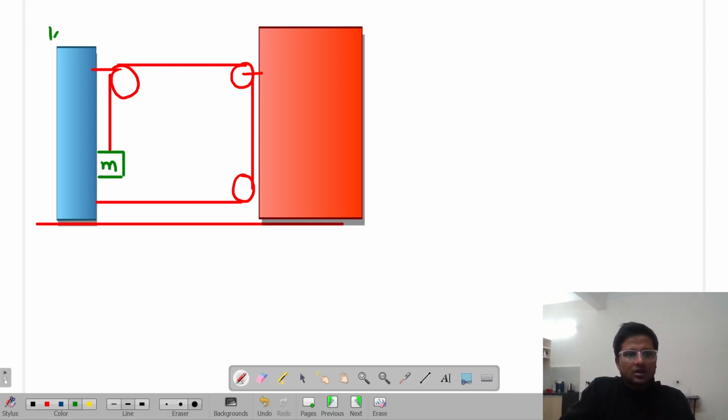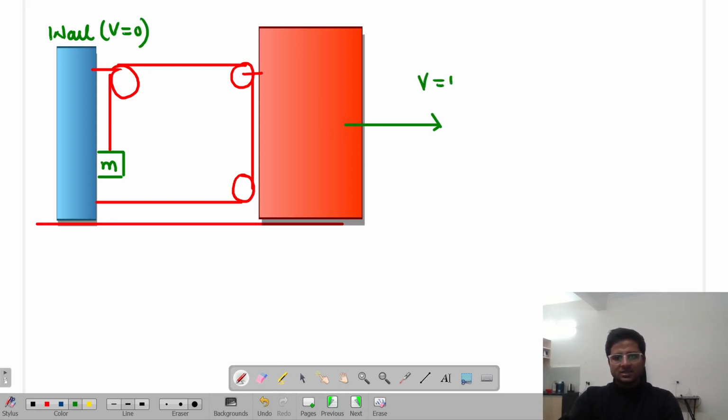This is a rigid wall, which cannot move, meaning its velocity is how much? Zero. I accelerated this block with some velocity, call it 10 meter per second. Right or not? Then the question is, find the velocity of block of mass m.